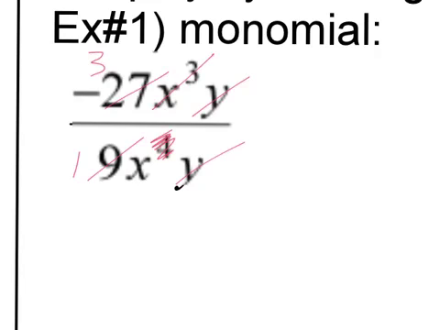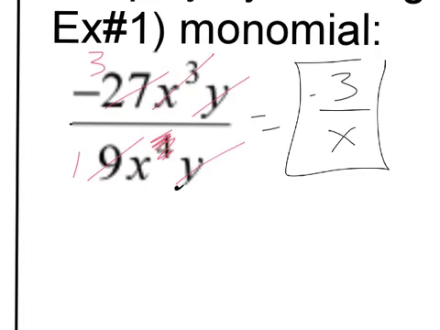So really all we're left with on top here is just a negative 3. And on bottom all we're left with is a 1 and an x. That's it. So we could just say negative 3 over x. That would be our answer.